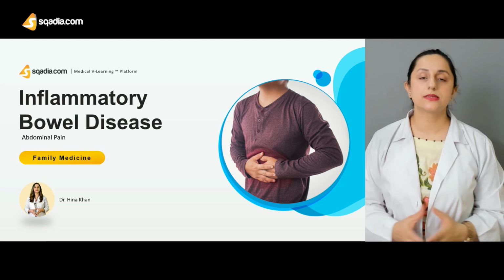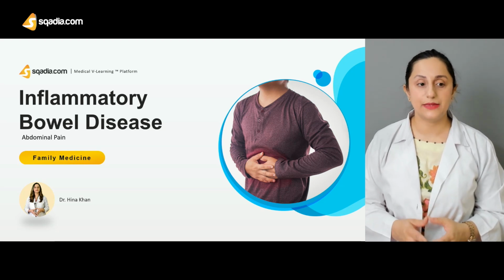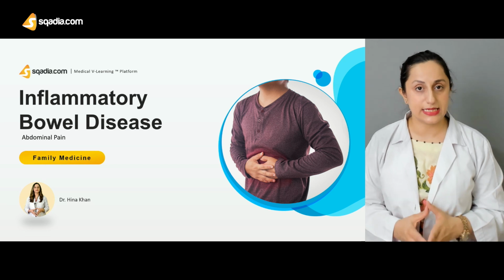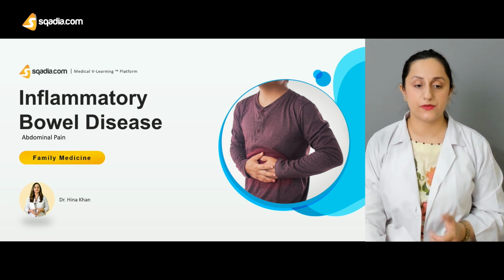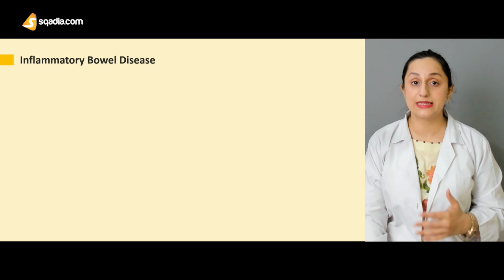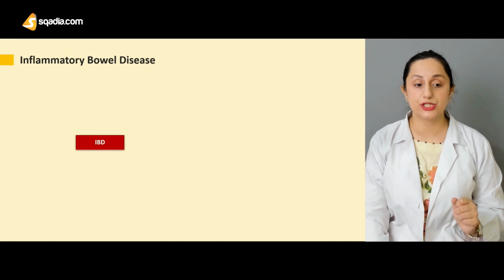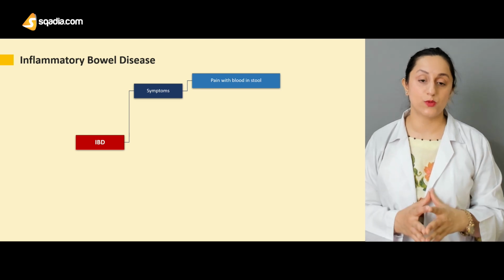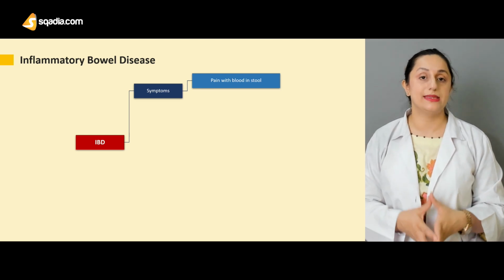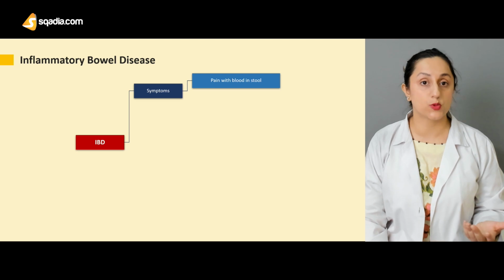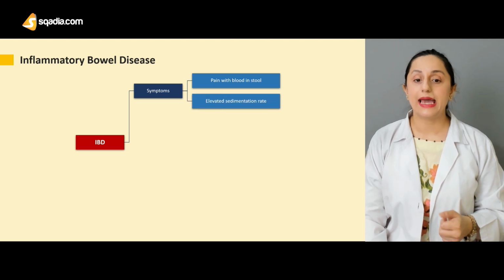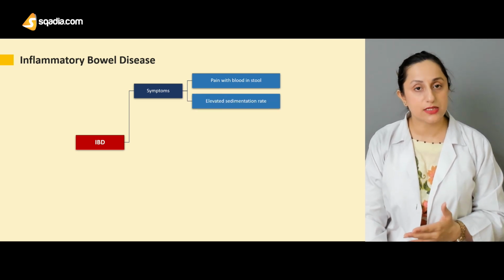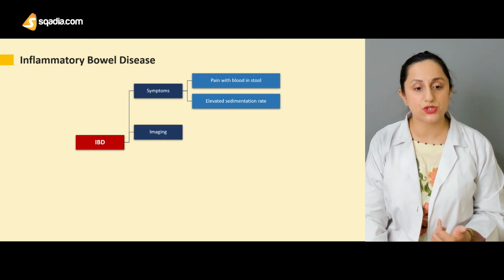Another diagnosis that you have to keep in mind is inflammatory bowel disease. So you'd be looking for the symptomatology of this particular condition. IBD has a particular set of signs and symptoms in which the patient has pain with blood in stools. So this is one of the associated features. An elevated sedimentation rate. So ESR is usually raised for these patients.